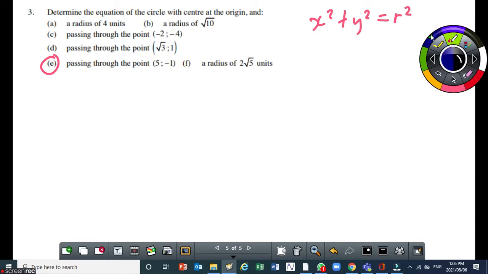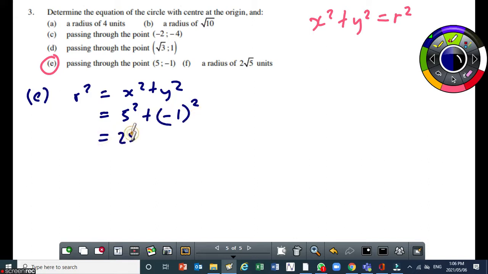So someone might be asking why they can't do that. So that point there where x is 5 and y is minus 1, it will go on the circle. So we need to calculate r squared. So r squared is equal to x squared plus y squared. My x there is 5, my y is minus 1. Okay, then you get 25 plus 1, which gives me 26. Okay? So r squared is equal to 26. But what is r? r is going to be equal to the square root of 26.